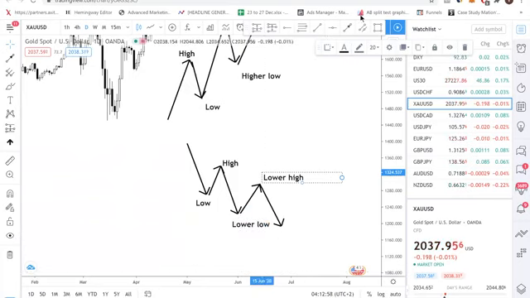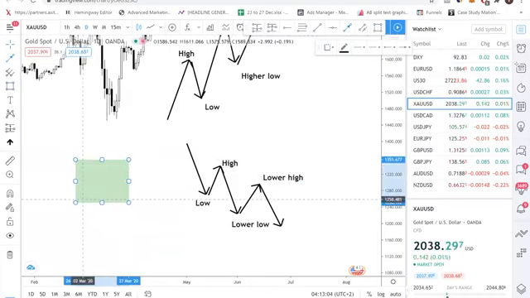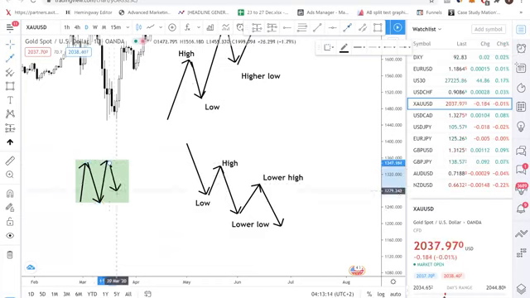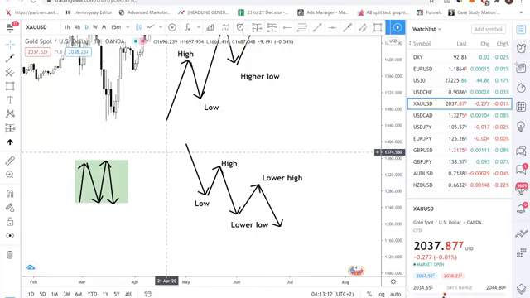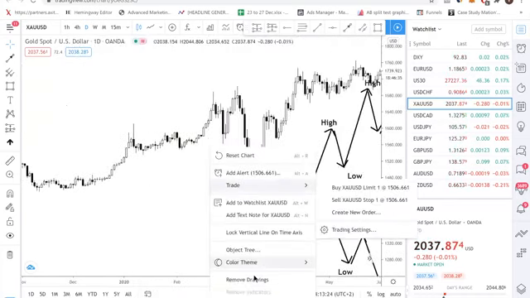And of course the last one is very straightforward also. It's when price is just trading in a range. Basically it goes up, it goes down, it goes up, it goes back down, something like this. So this is a trading range. So step one involves identifying where you are currently. What is the market condition currently? Are you in an uptrend? Are you in a downtrend? Or are you in a consolidation?